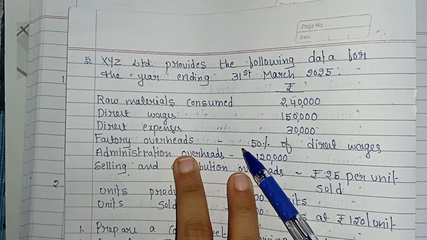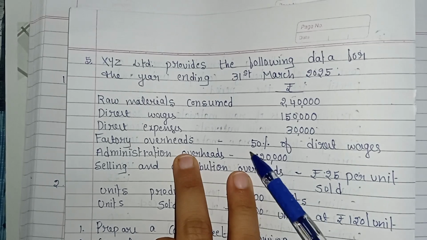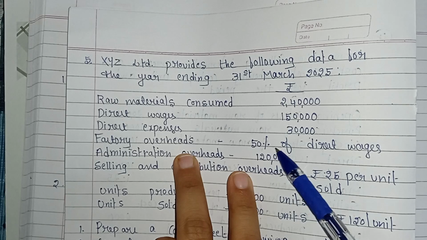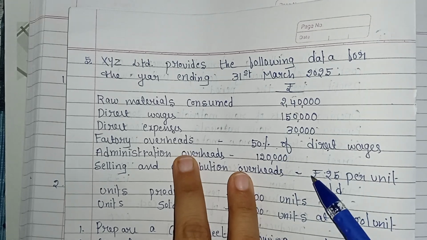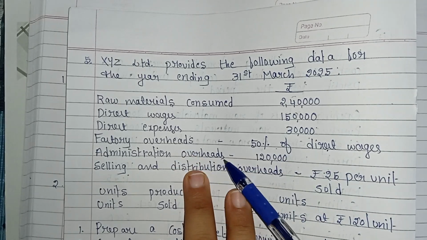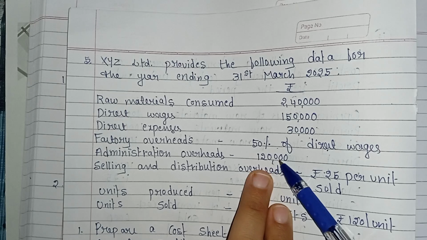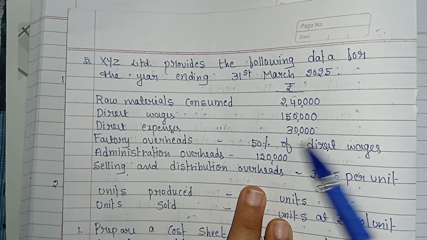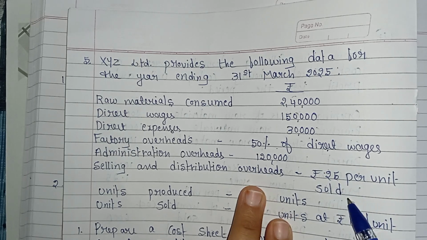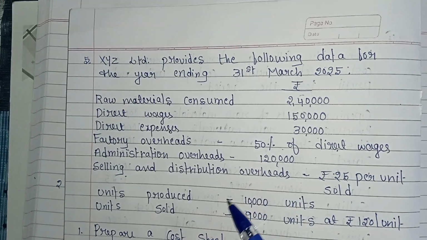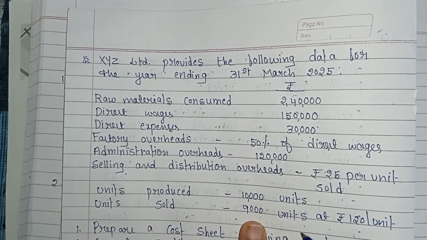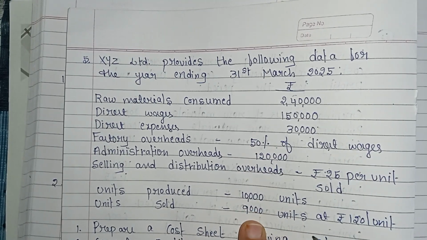Next one, to arrive at factory cost we need to add factory expenses to the prime cost, that is 50% of direct wages. Next one, administration overheads, that is rupees 1,20,000, then we will get cost of production, right? Next, selling and distribution overhead, that is rupees 25 per unit sold. Here units produced how much, that is 10,000, and units sold how much, 9,000.